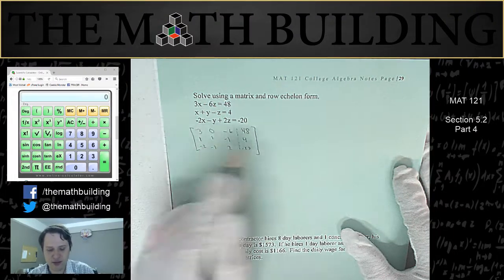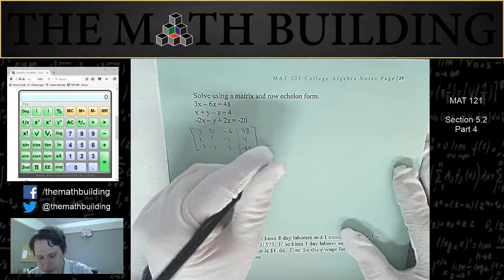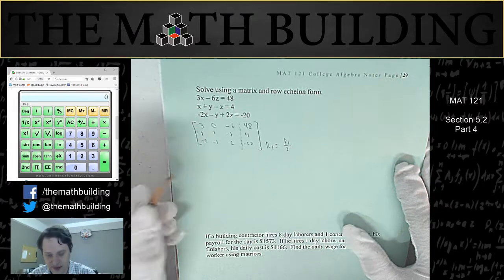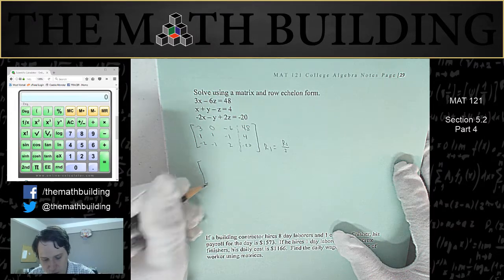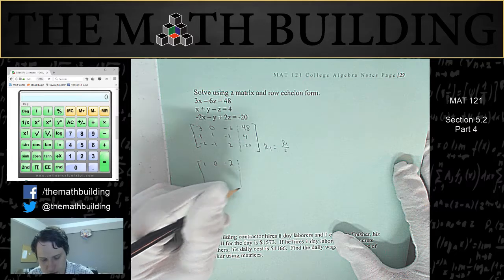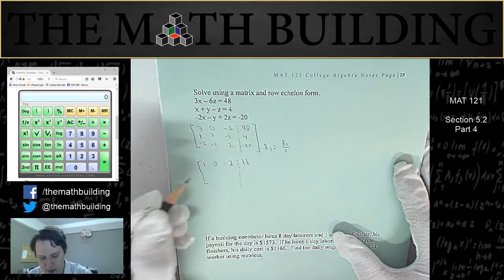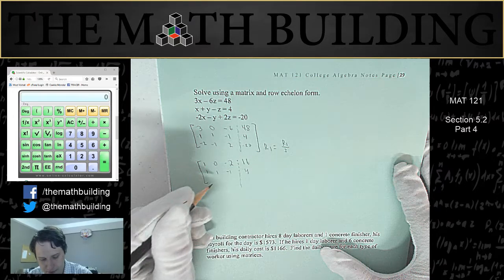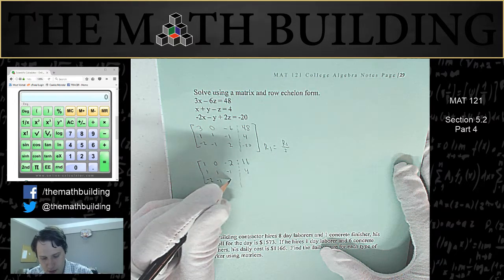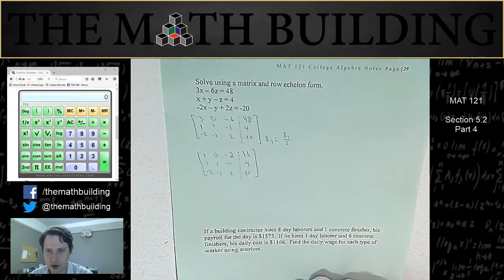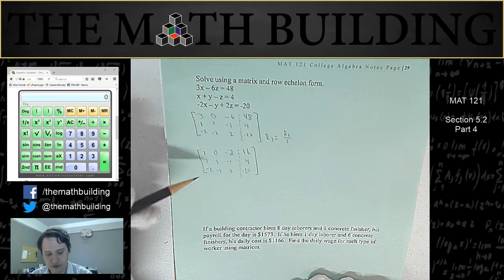So I'm going to go ahead and divide row 1 by 3. So row 1 equals row 1 over 3, just because I think that's a little easier. So row 1 becomes 1, 0, negative 2, 16, since 48 divided by 3 is 16. And the other two rows stay the same. Just like that. Next order of business is we need both of these numbers to become zeros.